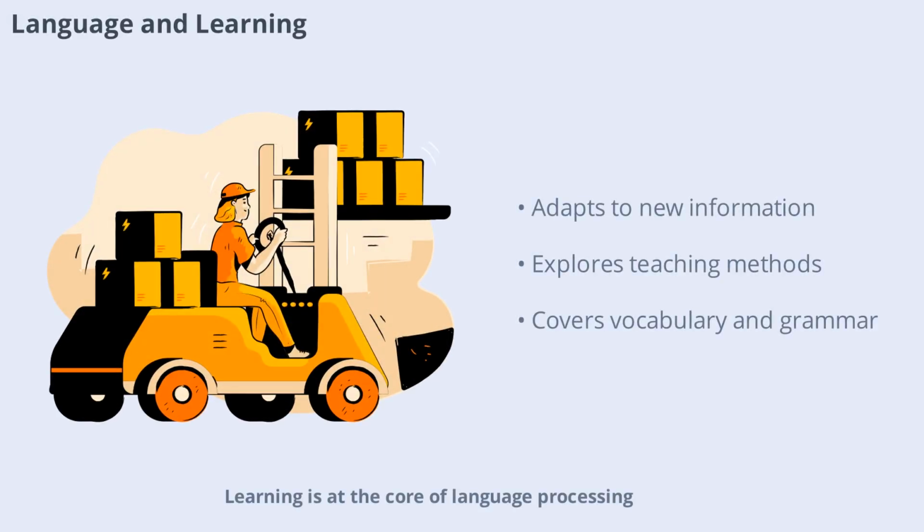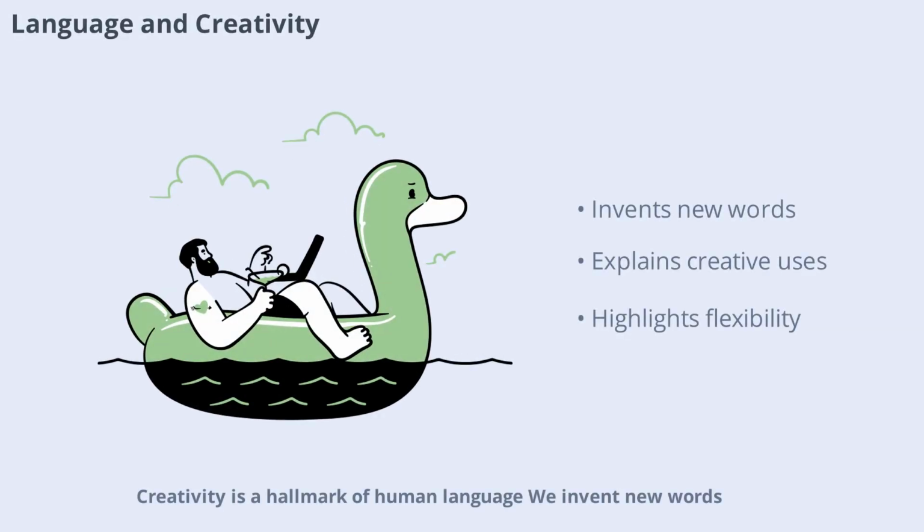Learning is at the core of language processing. Whether acquiring a first language or learning a new one, our brains adapt and reorganize to handle new linguistic information. Research on language learning explores how we pick up vocabulary, grammar, and pronunciation, as well as the best methods for teaching and practice.